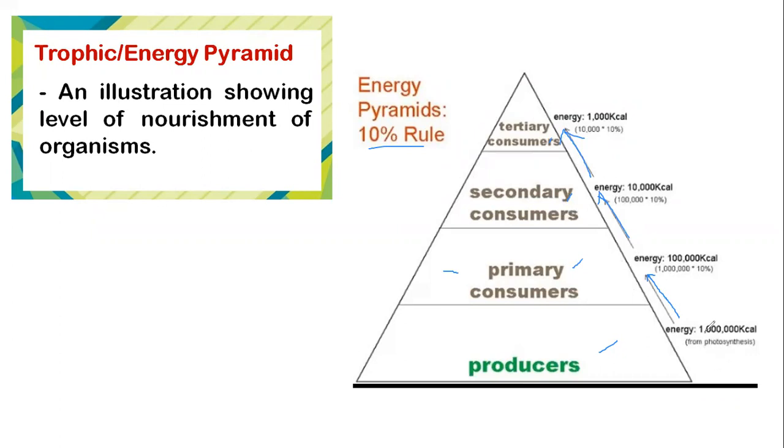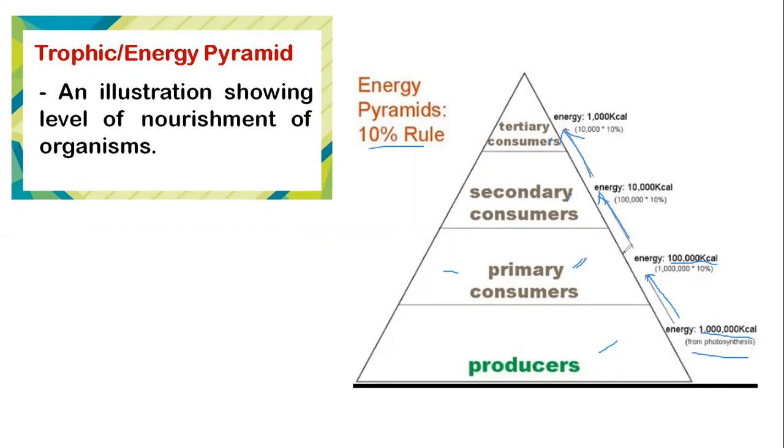Let's say, for example, the producer has 1 million kcal. Kcal is the unit for energy. So, once the producer is eaten by the primary consumer, the primary consumer can only receive 10% of the energy from the producer. So since the producer has 1 million kcal, what is 10% of 1 million kcal? It is 100,000 kcal. So 100,000 kcal is 10% of 1 million kcal.